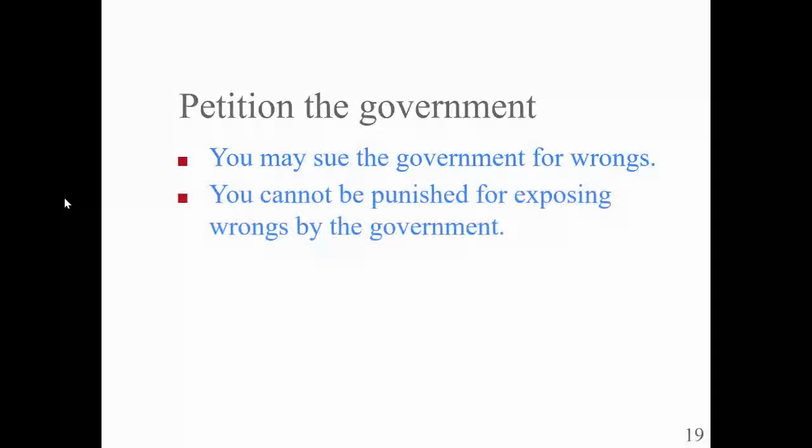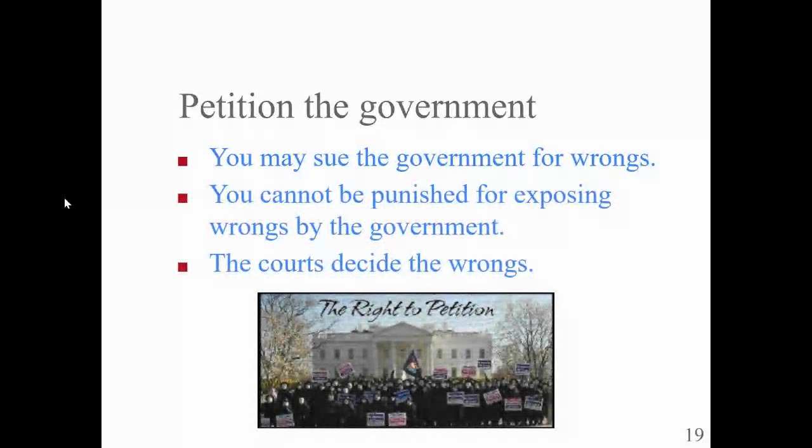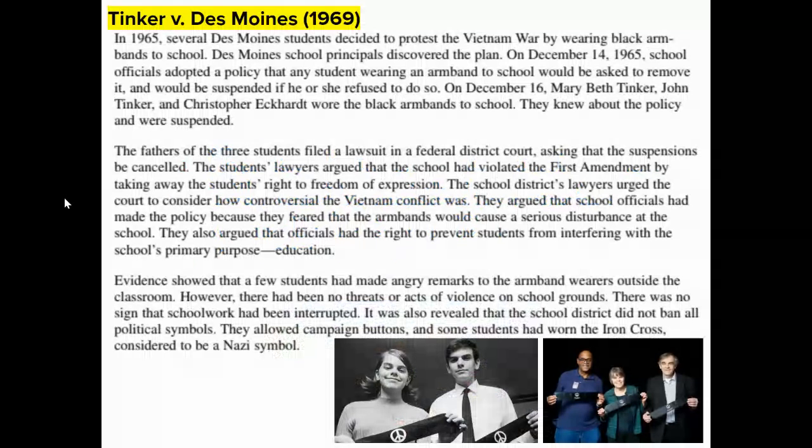And people are allowed to petition the government. So people can sue the government for being wrong if they feel like the government is in the wrong. There are many court cases that happen against the government. And the First Amendment does protect people from being punished for exposing wrongs by the government. So if you were to be in a court case against the government, they are not allowed to punish you for calling them out. And so then the courts decide the wrongs. So again, the judicial branch interprets the laws.